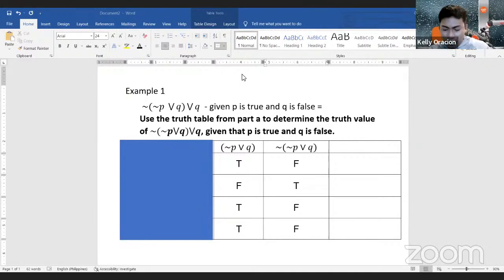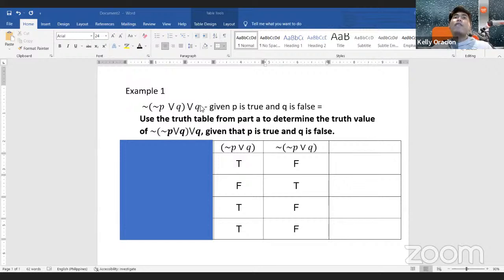If you have concern, you can raise right now. Again, if you have concern, you can raise right now. Paano siya nakuha? Okay, now, so nakuha na natin yung negation. Again, nakuha na yung negation natin.